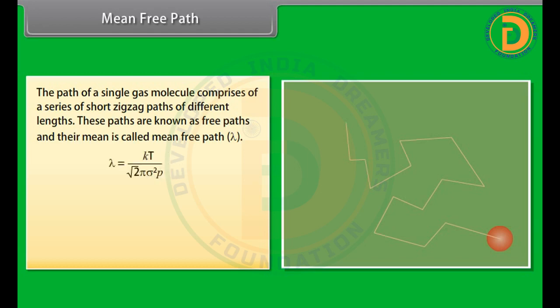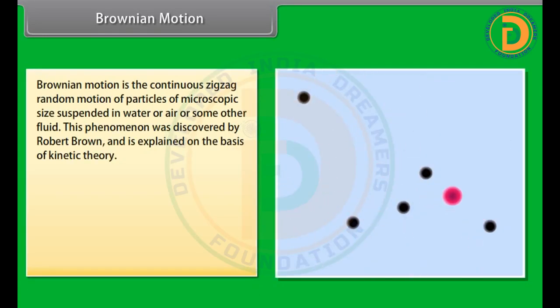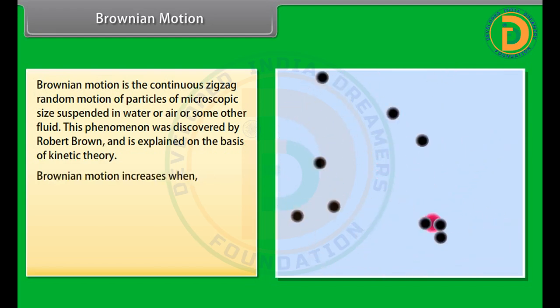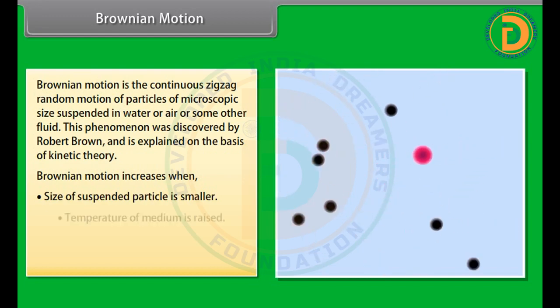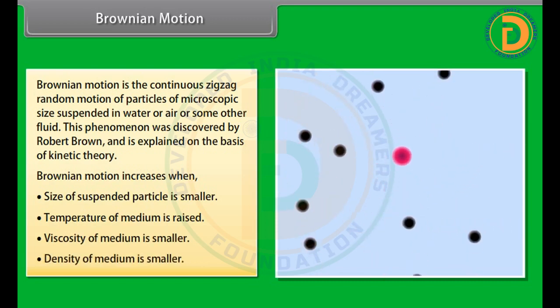Lambda is equal to kT upon root 2 pi sigma square p, where sigma is the diameter of the molecule, p is the pressure of the gas, T is the temperature of the gas, and k is Boltzmann's constant. Brownian motion. Brownian motion is the continuous zigzag random motion of particles of microscopic size suspended in water or air or some other fluid. This phenomenon was discovered by Robert Brown and is explained on the basis of kinetic theory. Brownian motion increases when the size of the suspended particle is smaller, the temperature of the medium is raised, the viscosity of the medium is smaller, and the density of the medium is smaller.